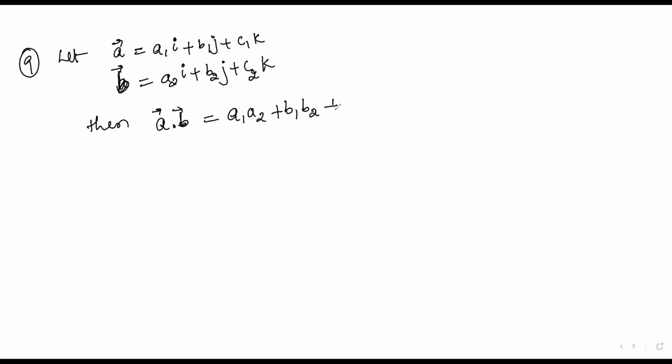Why? Because otherwise you have to multiply term by term. A1 into A2, I dot I is 1. Next, A1 into B2, then I dot J is 0. Therefore, the term is not there. A1, C2, I dot K is 0 because they are perpendicular. I dot I is 1. That is the reason A1 A2 came.